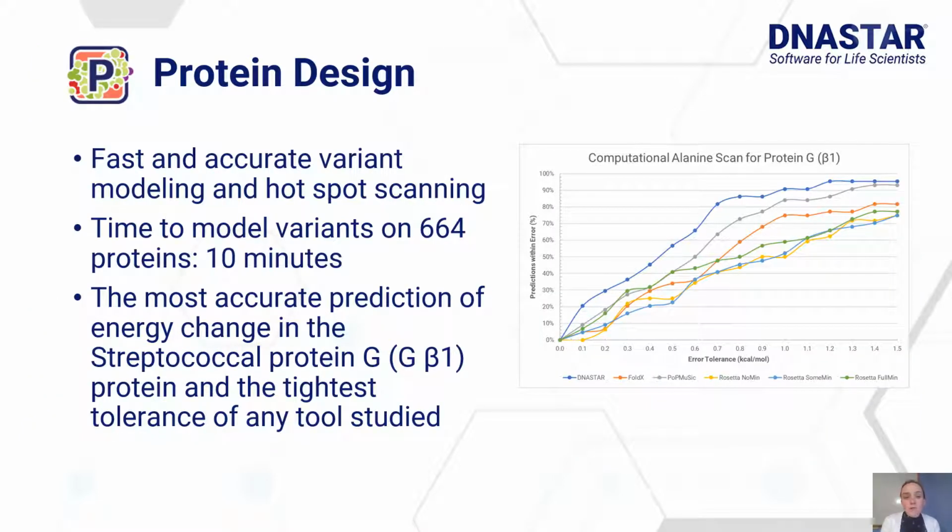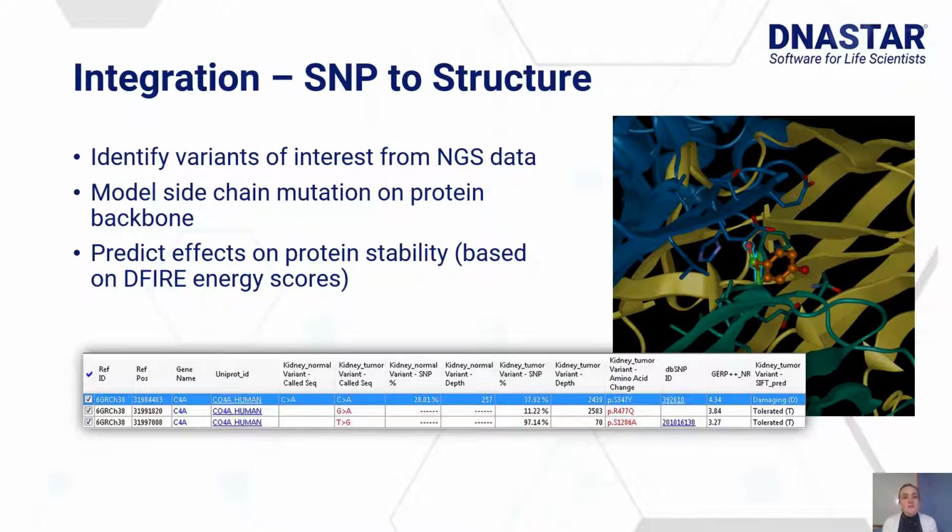Now, in addition to our Nova tools, we also offer protein design. And our protein design tools are fast and accurate. We looked at our hotspot scanning in comparison to FoldX, POPMUSIC, and 3 different Rosetta tools, and found that we had the most accurate predictions and the tightest tolerances. In addition, our modeling is incredibly fast. Looking at a FoldX benchmark dataset, our software was able to model all variants on 664 proteins in under 10 minutes.